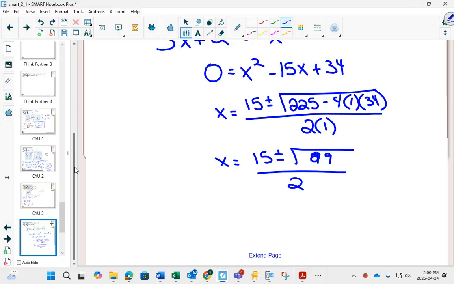And that's what you would have to do if you had no calculator. And then if it said to the nearest tenth, then you would need a calculator. On your exam, you'd have to do one answer where you do 15 plus the square root of 89 divided by 2, and the other one 15 minus the square root of 89 divided by 2. All right. Circle question 9.